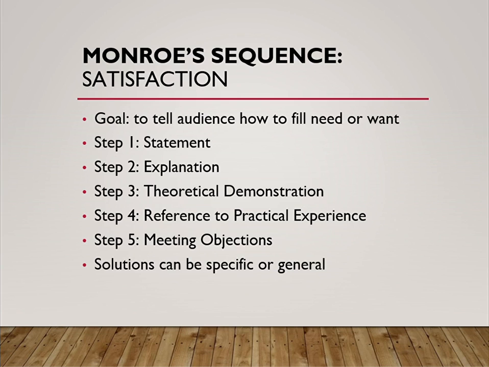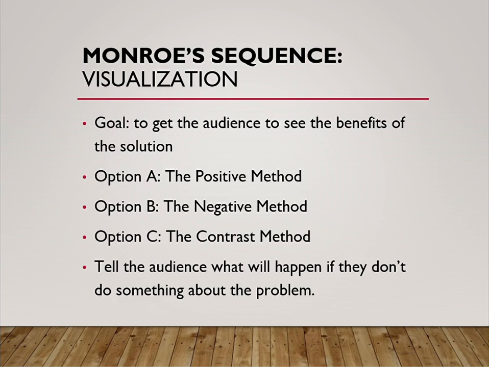The third stage of Monroe's sequence is satisfaction, and the goal is to tell the audience how to fulfill the need or want. Again, there are a few steps. You don't really need to follow each of these steps, but this is really a suggestion on how you can make it really organized. Five steps: first is a statement, then you explain. There is a theoretical demonstration, reference to practical experience, meet the objections, and solutions can be specific or general. I will give you a few sample outlines for you to compare all these stages and steps in each stage.